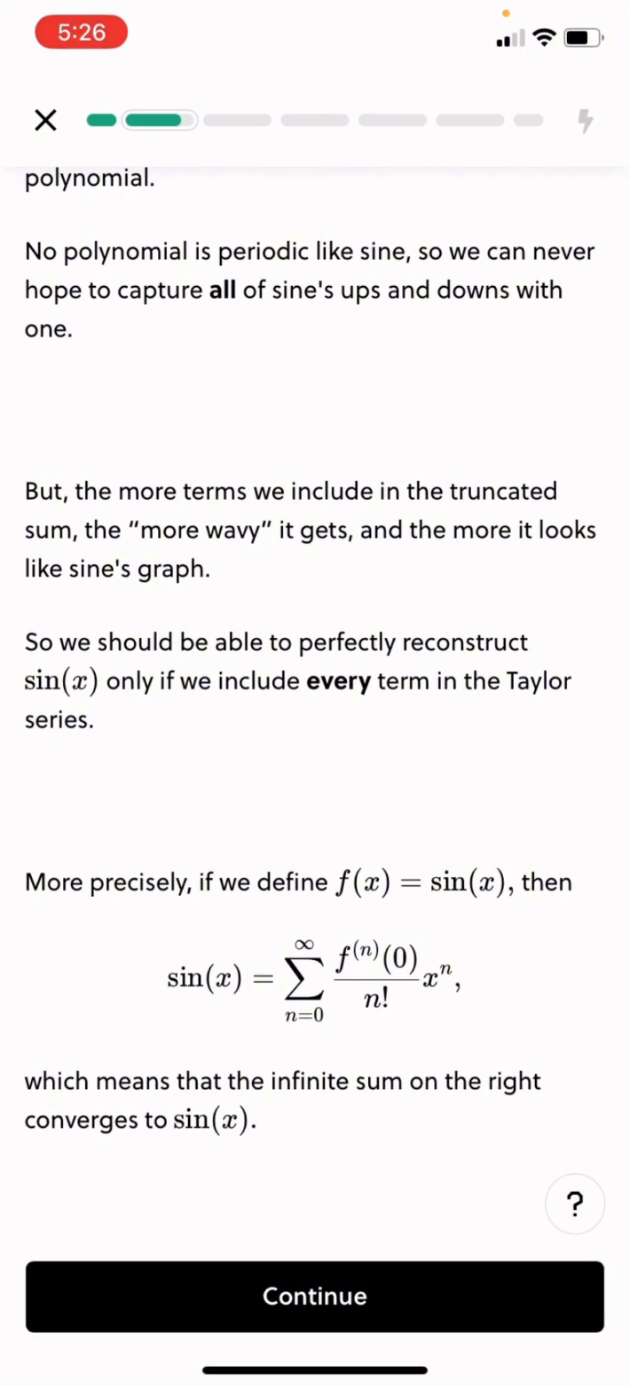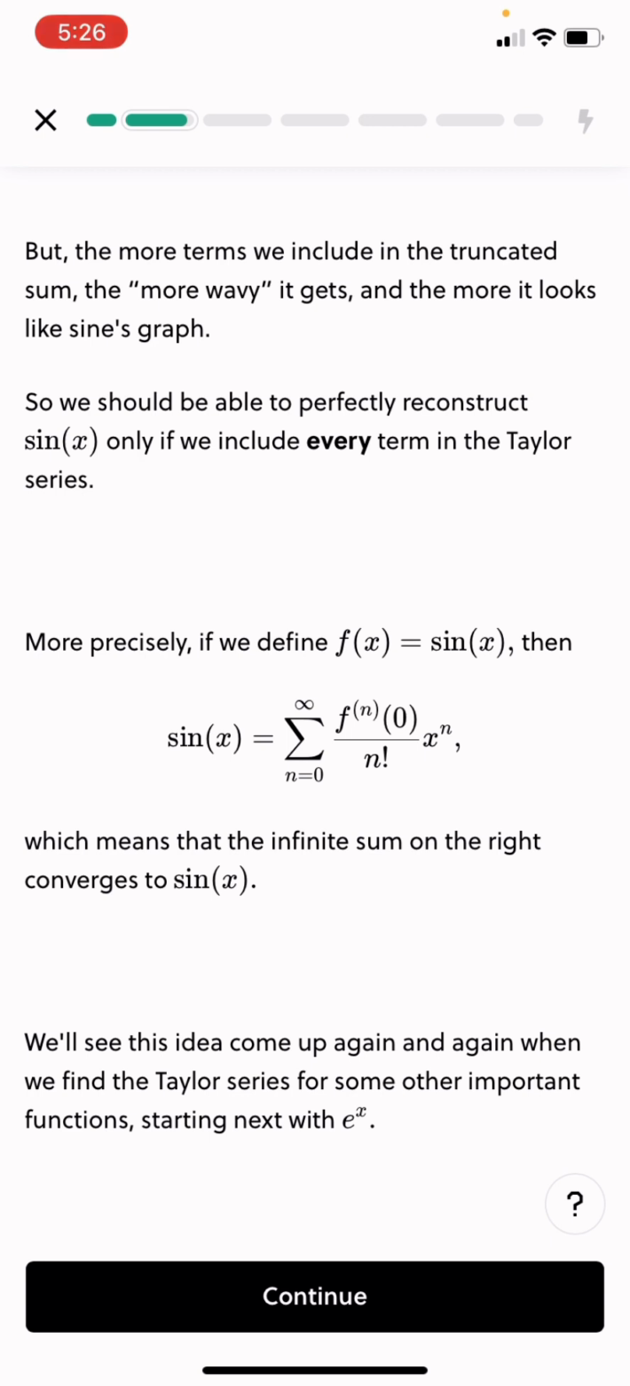Okay. More precisely, if we define f(x) equals sin x, then sin x equals the infinite sum over n equals 0 of f^(n)(0) over n factorial, times x to the power n. Which means the infinite sum on the right converges to sin x. We'll see this idea come up again and again when we find the Taylor series for some other important functions, next with e to the x.